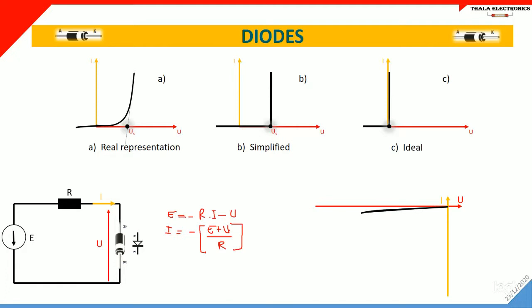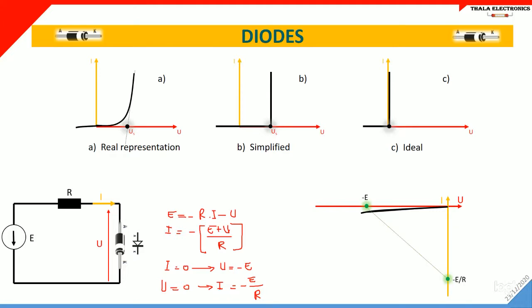Okay? When the current is equal to 0, that means U equals minus E, and when U equals 0, that means I equals minus E divided by R. We get these two points. Let's now draw the straight line.